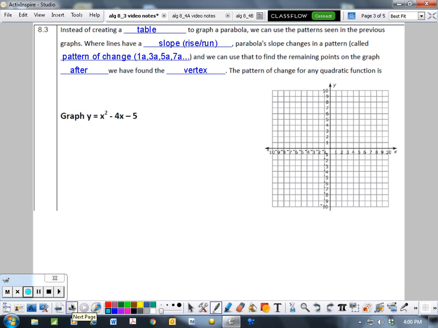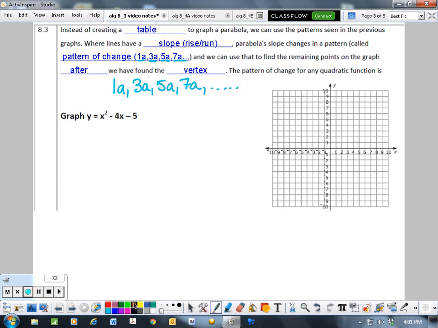So instead of creating a table to graph a parabola, we can use those patterns for that slope or rise over run, and the parabola slope changes in a pattern called pattern of change, which looks like 1a, 3a, 5a, 7a. And remember, a is that number in front of x squared. And we can use that to find the remaining points on the graph after we have found the vertex. So the pattern of change for any quadratic function should always be 1a, 3a, 5a, 7a, and so on and so forth.